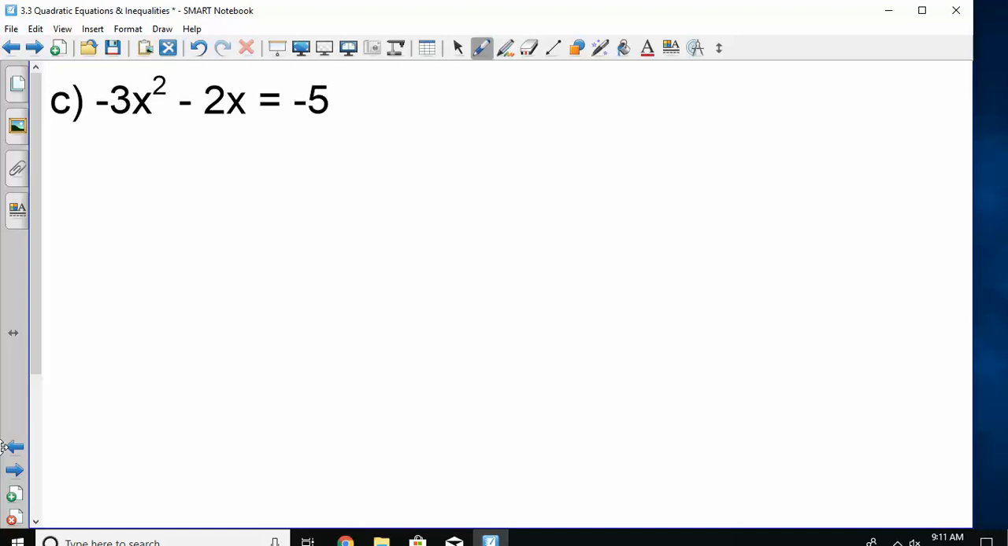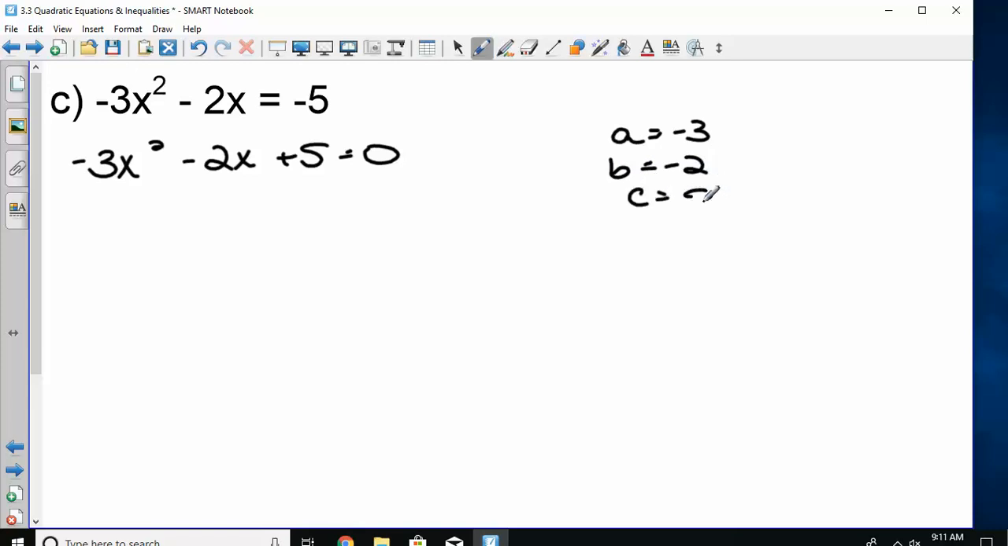So we have negative 3x squared minus 2x plus 5 equals 0. So the way mine's set up, my a is negative 3, my b is negative 2, and my c is positive 5. Of course, if you didn't like that, you could multiply everything by negative 1 if you wanted a positive a. It's not going to make a bit of difference.